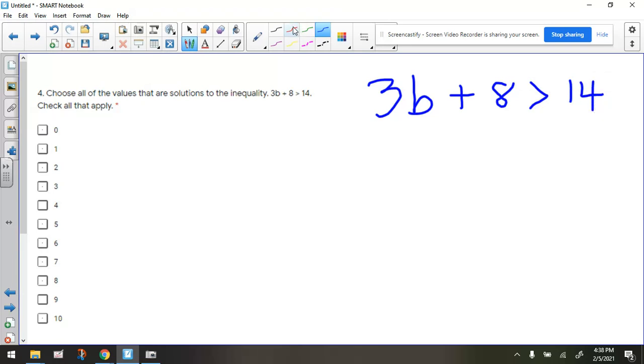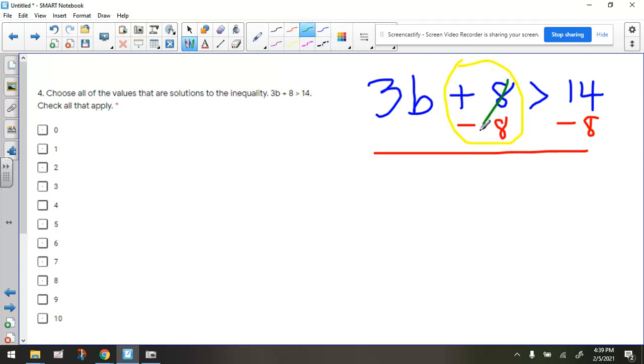All right, so the same idea where we look for the variable, you look for the add or subtract that's on the same side of the variable and apply the inverse operation to that. So the opposite of add 8 is going to be subtract 8. We'll do that to both sides. Everything in this yellow circle cancels out. We'll bring down the 3b. We'll carefully bring down our symbol here, the greater than symbol, and we'll carefully subtract these two values and get 6.